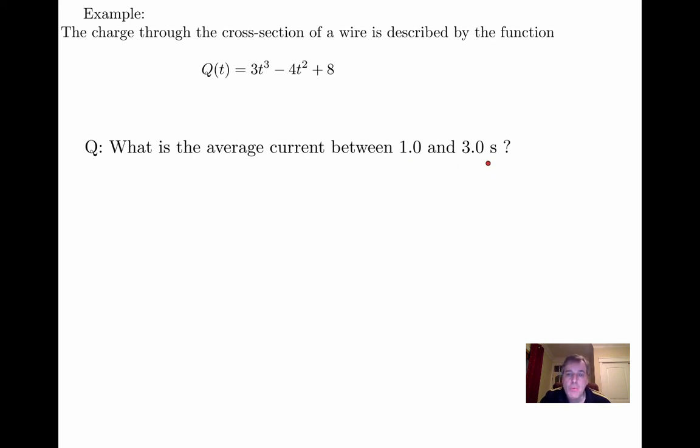But now we repeat. Notice that the delta t here is the same as before. Between 1 and 3 seconds, delta t is 2 seconds. We just did it between 0 and 2 seconds, and the delta t was also 2 seconds. But we've changed the time. So what's the average current?